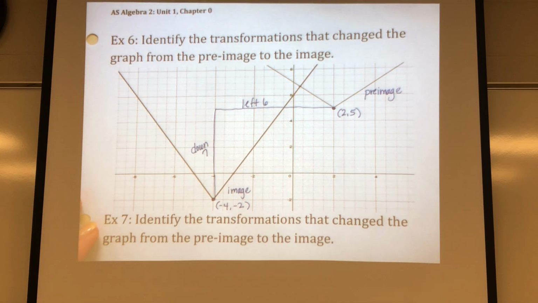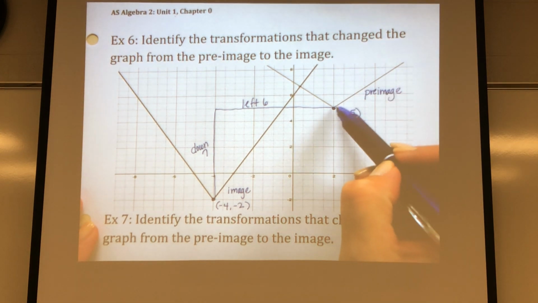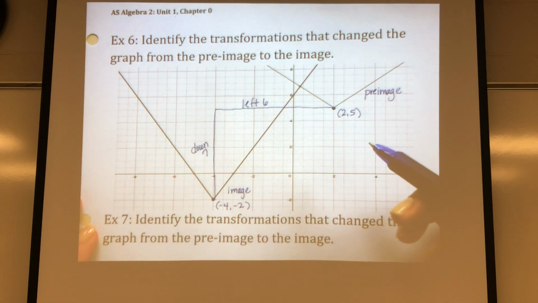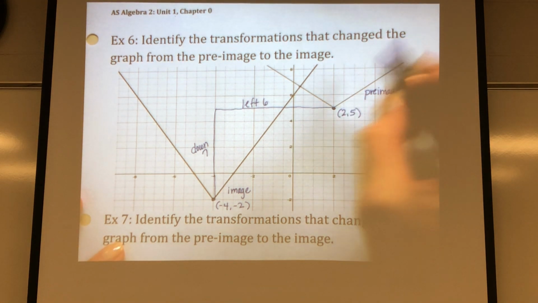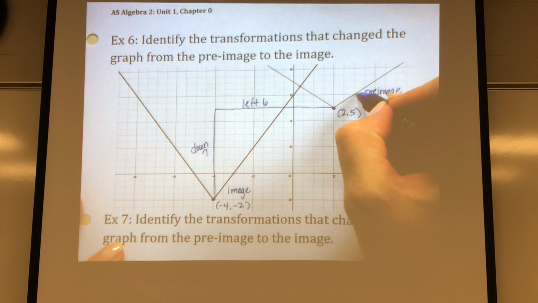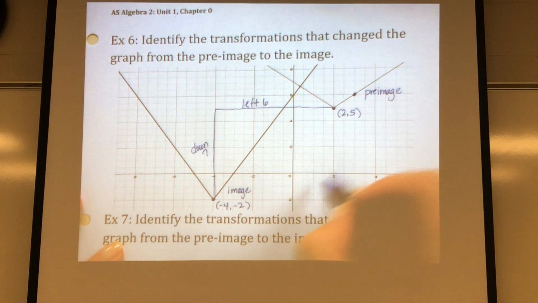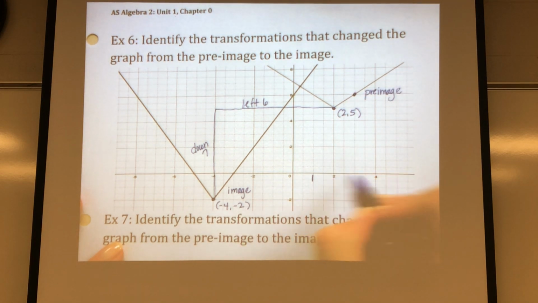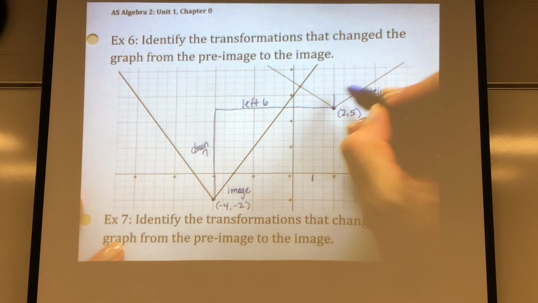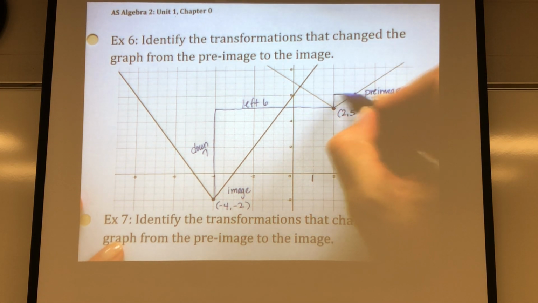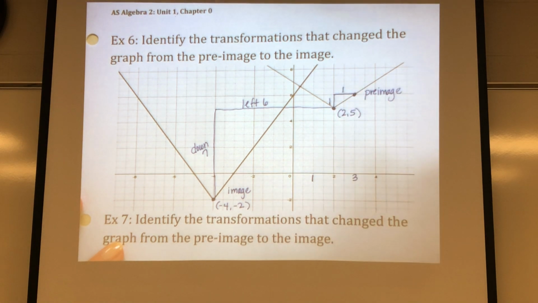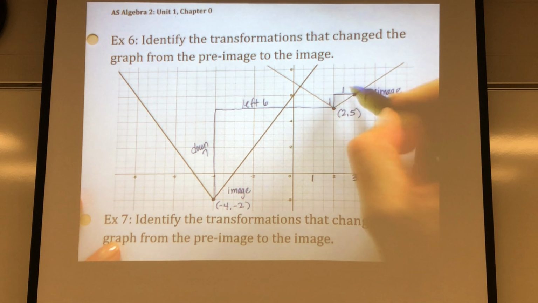But something else has happened too. What's the slope of this pre-image here? Well, to go from one point to the next, and be careful of your scale here, this is counting by 1/2. So we would go up 1 over 1, even though it looks like we're going up 2 over 2. And it looks like the slope of this pre-image is 1.